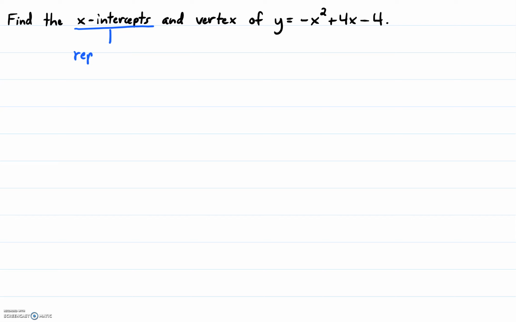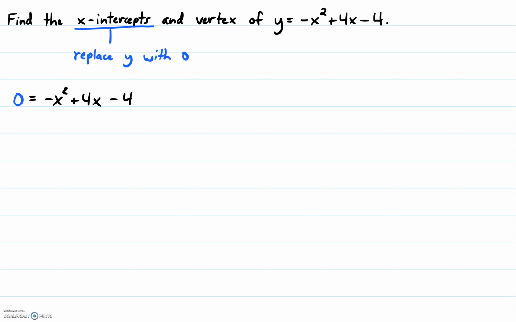And so that's exactly what we're going to do here. We're going to replace our y with 0 and then solve for that x value. That's going to tell us where this graph of this equation would run into the x-axis. And so putting 0 in the place of y is going to give us 0 is equal to negative x squared plus 4x minus 4.